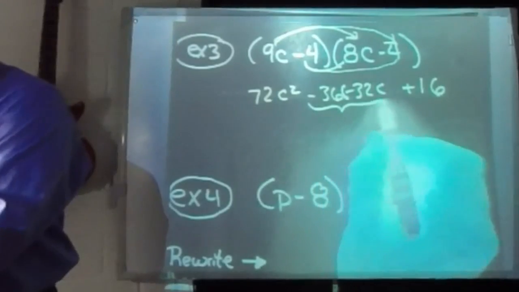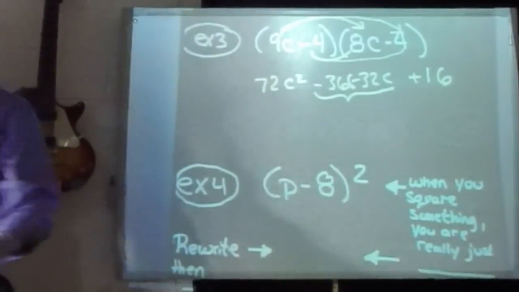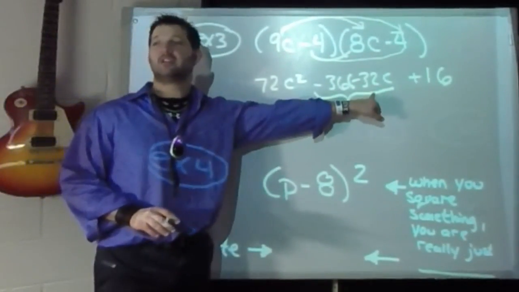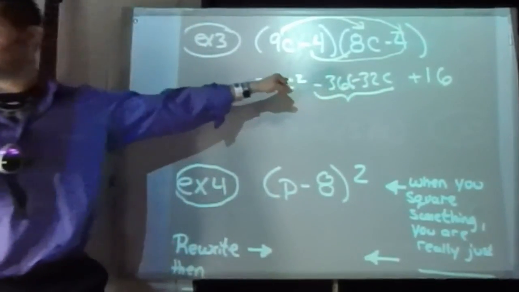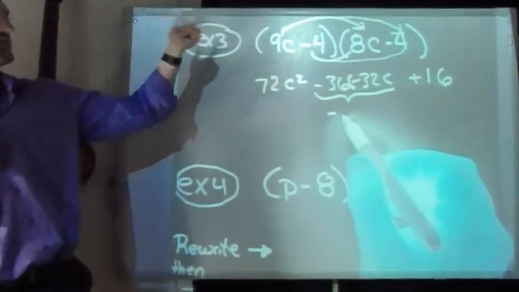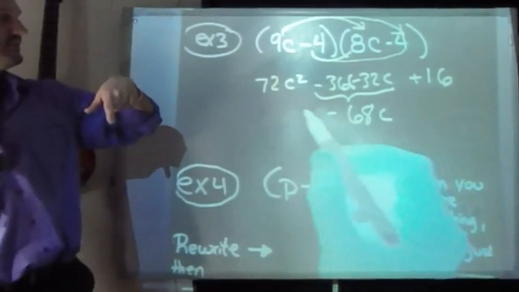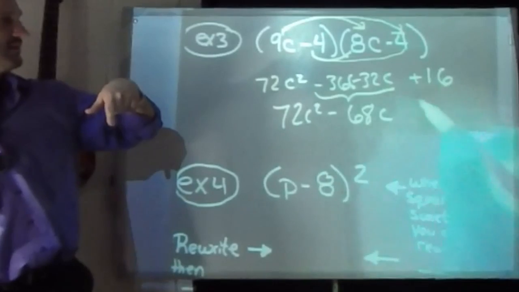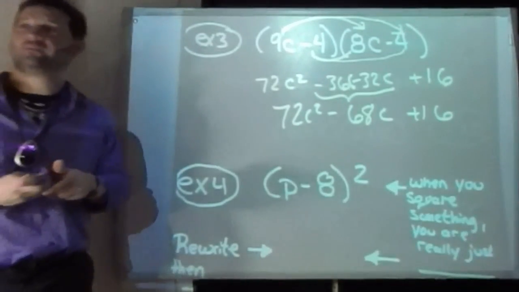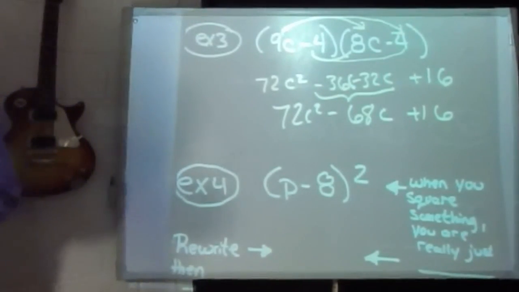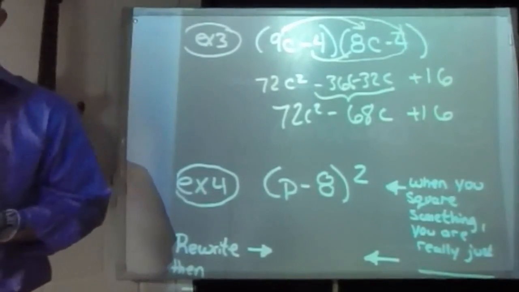CLT your middle twos, negative 36 and negative 32. Negative 36 minus 32 is negative 68. 68C. Plus 16.